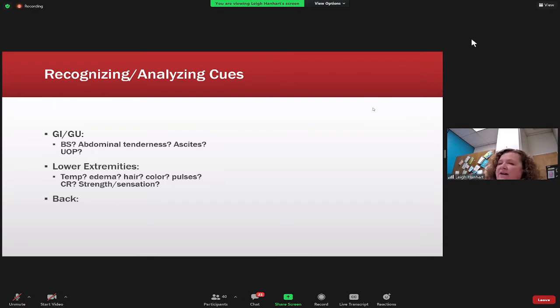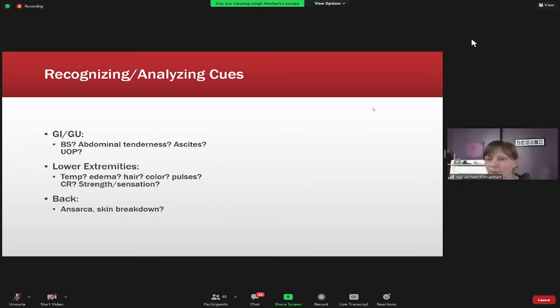What about your back? What might you find if you turn this patient? Anasarca. Yeah, you might see anasarca. Why do you think skin breakdown may be an issue for these patients? So they're laying on their back, and poor perfusion.